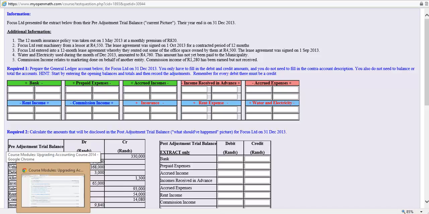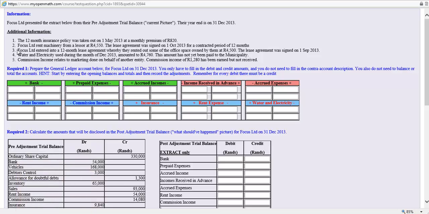If we look here at transaction number 3, you will see that Focus Limited entered into a 12-month lease agreement whereby they rented out some of their office space owned by them at 4,500 Rand. The lease agreement was signed on 1 September.